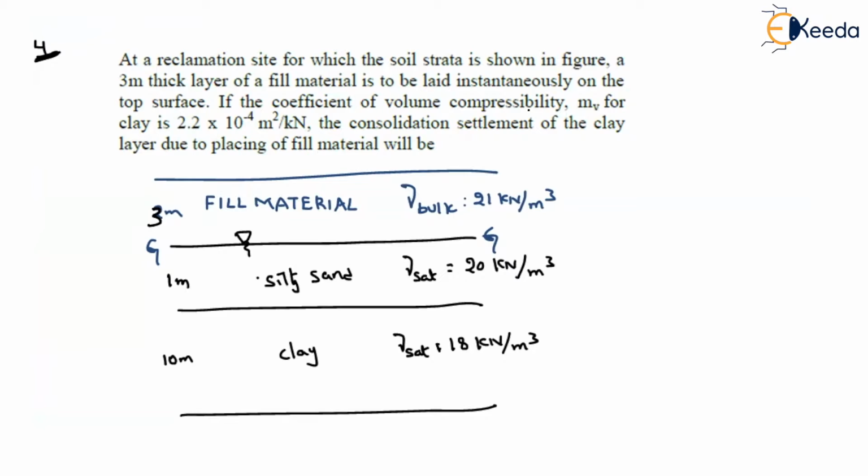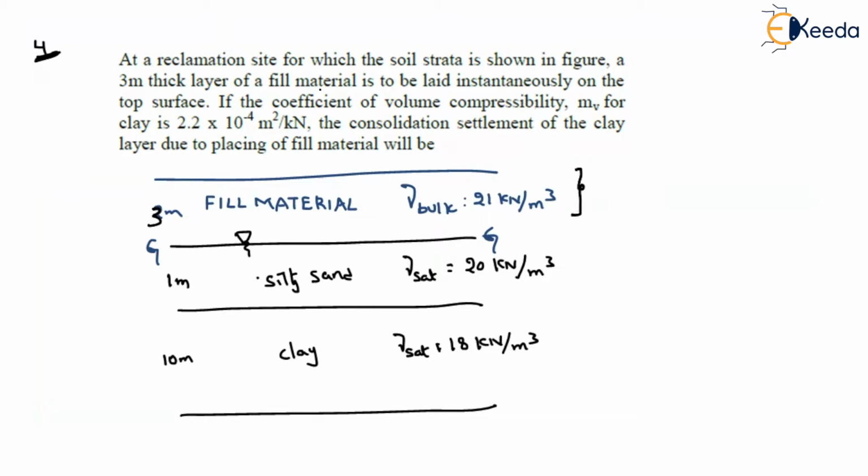The coefficient of volume compressibility of the clay layer is given. So what are they asking? They are asking for the consolidation settlement of the clay layer due to the placing of fill material. That means because of this fill material, we have to find out what settlement can occur.